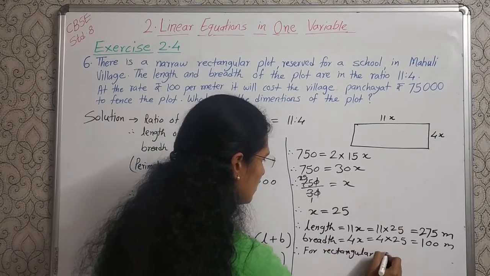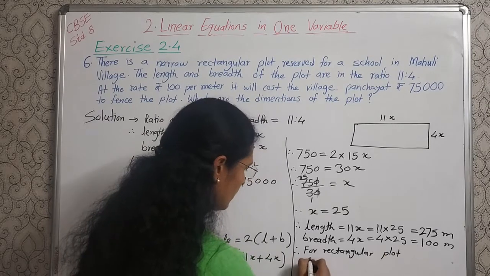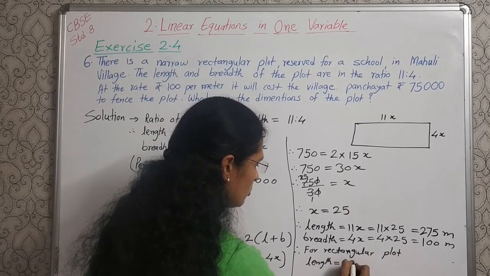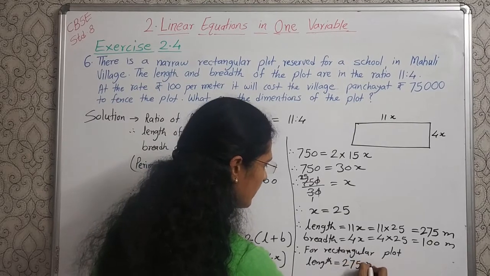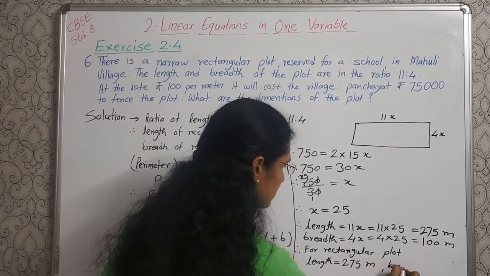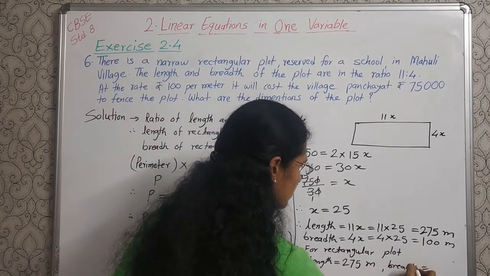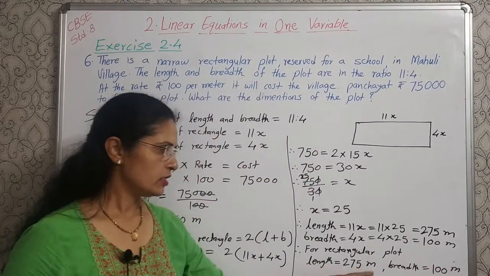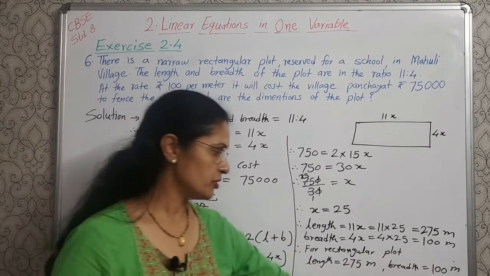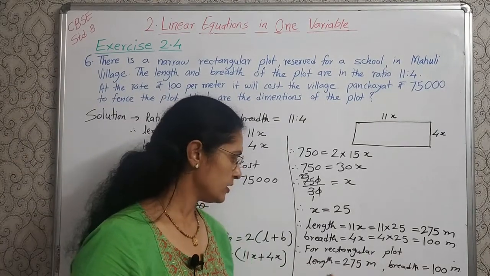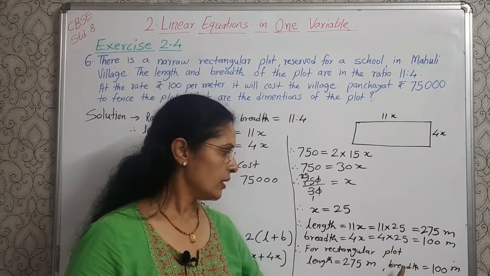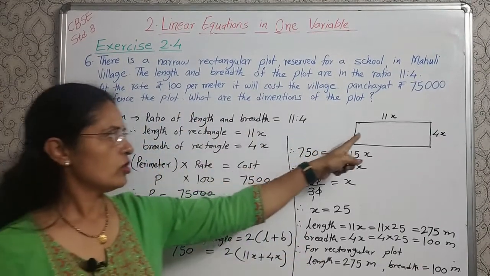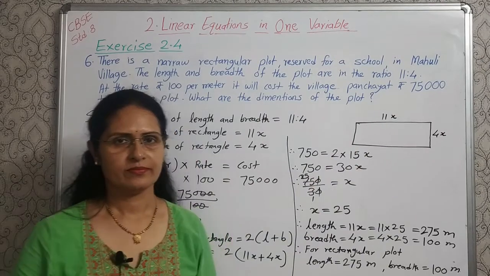Rectangular plot. Length is equal to 275 meter and breadth is equal to 100 meter. And this is the answer. These are the dimensions, length and breadth. Length 275 meter and breadth 100 meter. These are the dimensions of this plot.